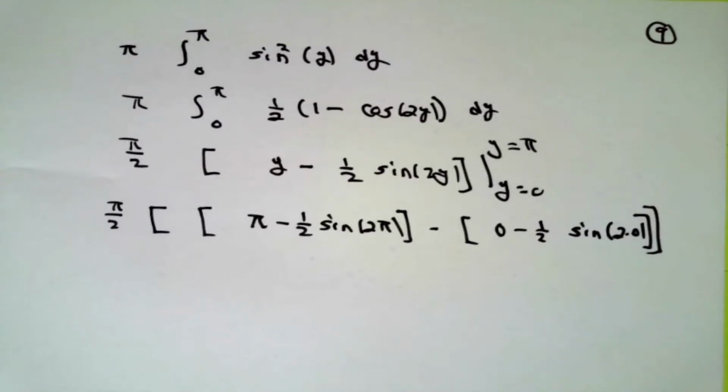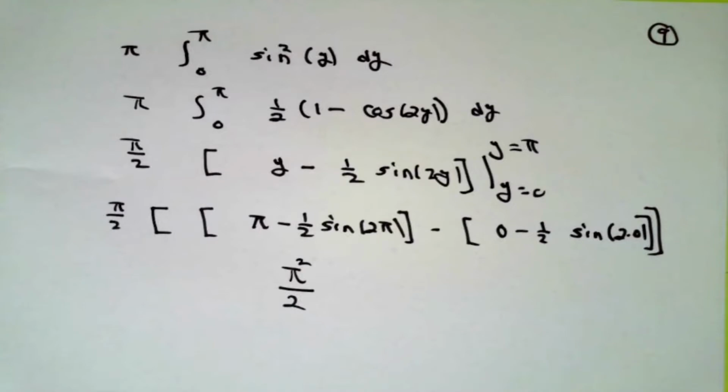The second term, 0 minus 1/2 sine of 2 times 0, is 0, so I'll disregard that. Sine of 2 pi is also 0, so all that remains is pi over 2 multiplied by pi. This is the volume of the indicated shape.